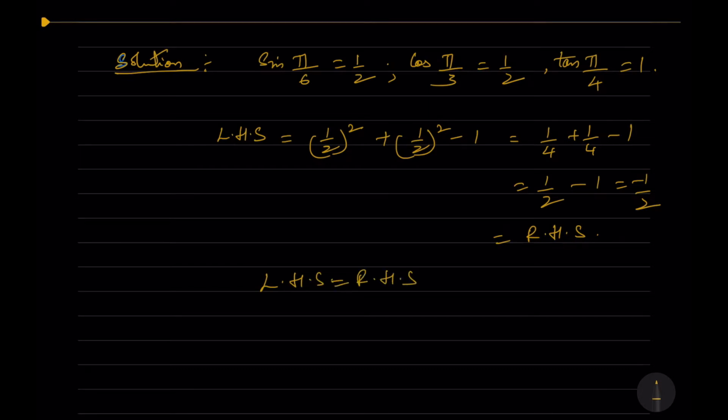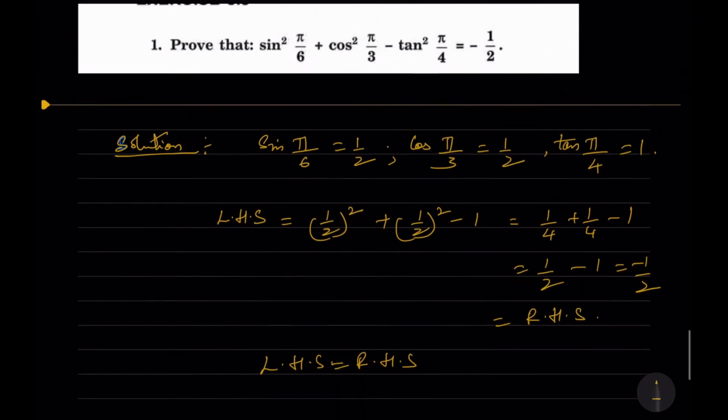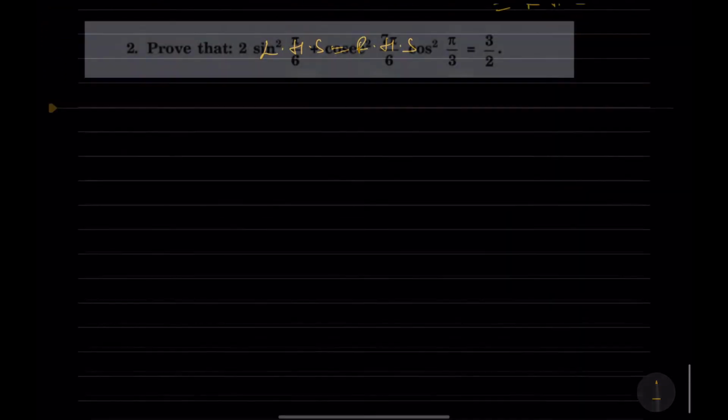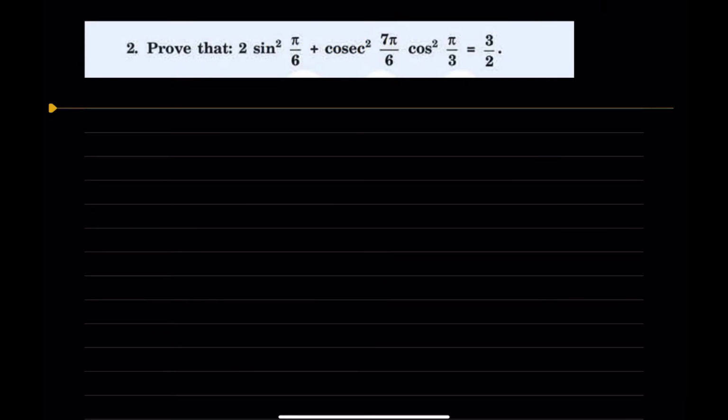So going now into the second problem. What is the second problem? We'll see. This is the first problem which we did. So now the second one is, prove that 2 sin square pi by 6 plus cosecant square 7 pi by 6 cos square pi by 3 is equal to 3 by 2.